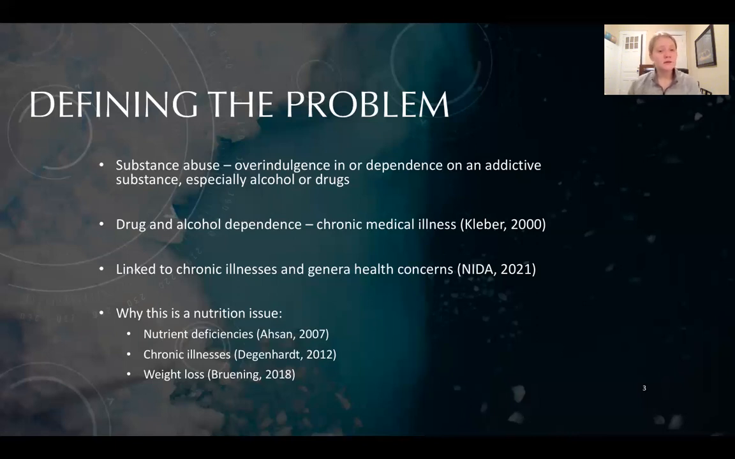And to answer the question of why this is a nutrition issue, it is because the substance abuse that is happening leads to nutrient deficiencies, which we will discuss a bit more in the following slides. Those nutrient deficiencies eventually lead to chronic illnesses. And there is also weight loss associated with many of the illicit drugs that we will be discussing today. So it is in our realm of discussing.